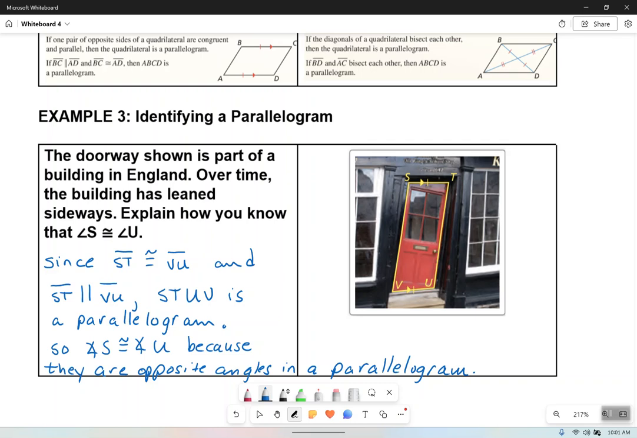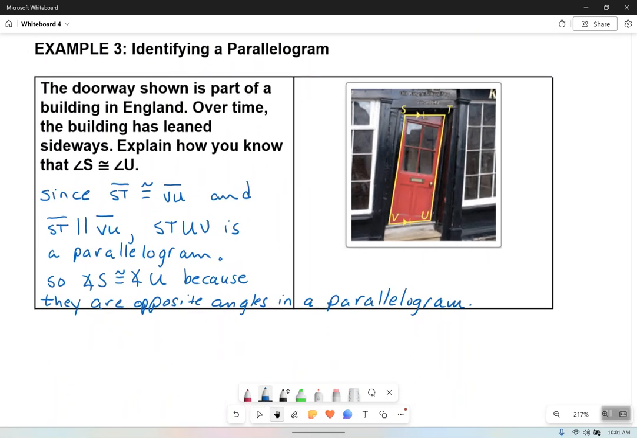They're going to be opposite angles in a parallelogram. So again, we know it's a parallelogram because ST and UV are parallel and congruent. So that makes it a parallelogram. And that would be the opposite sides parallel and congruent, converse. And then once you know you have a parallelogram, what's true about opposite angles again, kids? They have to be the what? Have to be the same.